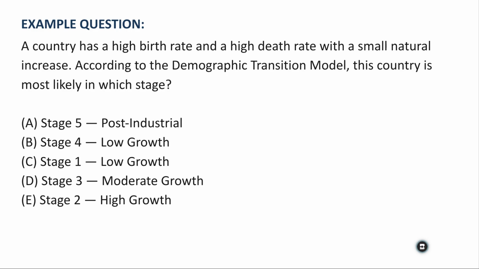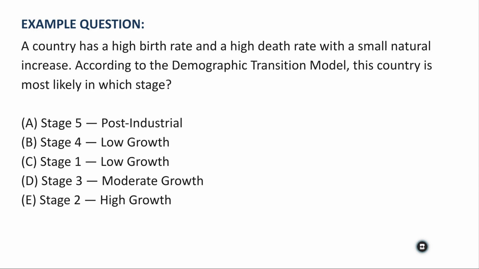Now, the big thing to focus on is choice D, stage 3. Even though we see moderate growth, the issue in the stimulus is that, based off of high birth rates, high death rates, and a small natural increase over time, stage 3 has death rates that have already dropped and birth rates that have begun declining. So population growth, yeah, it's still happening, which means it doesn't fit our stimulus question. So we can get rid of letter D.